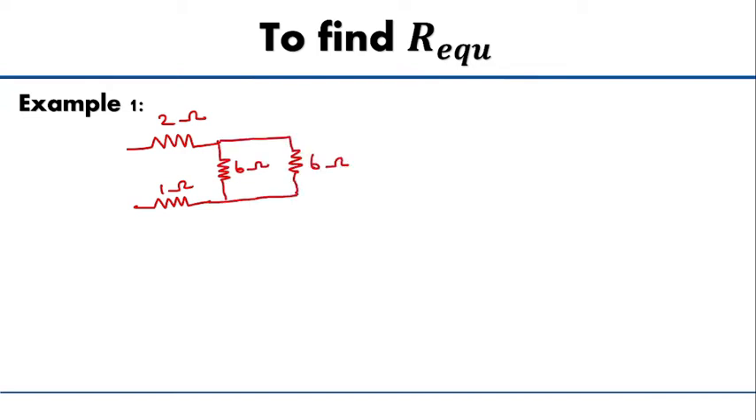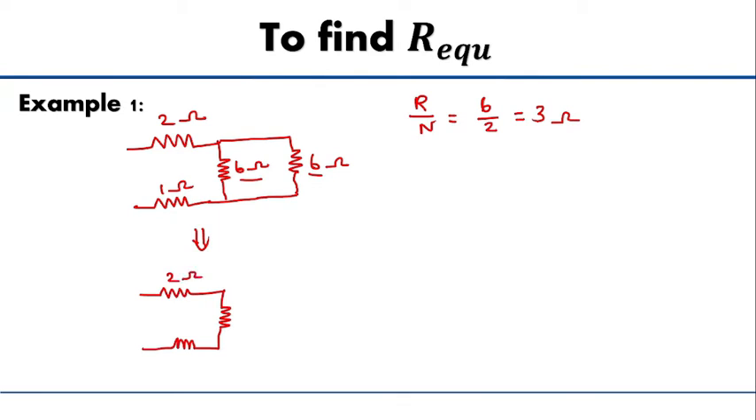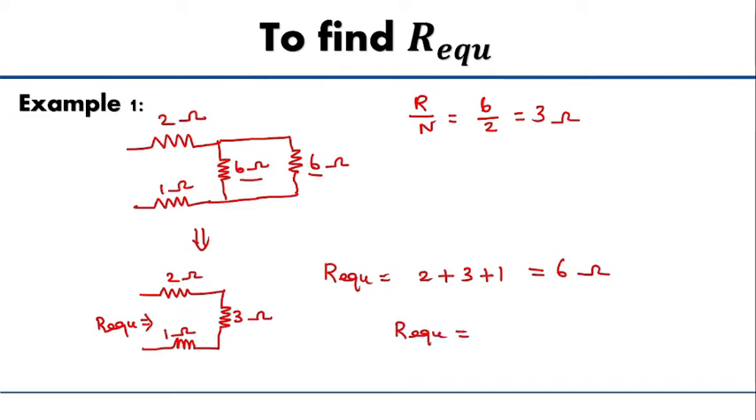Now we have two 6 ohm resistors connected in parallel. Therefore the equivalent becomes R divided by N. Here N is 2, so 6 divided by 2, which gives you 3 ohm. And finally the circuit becomes like this: 2 ohm here, 3 ohm here and 1 ohm here. The R equivalent is 2 plus 3 plus 1. Since all are connected in series, we have 6 ohm. Therefore, the final R equivalent value is 6 ohm.